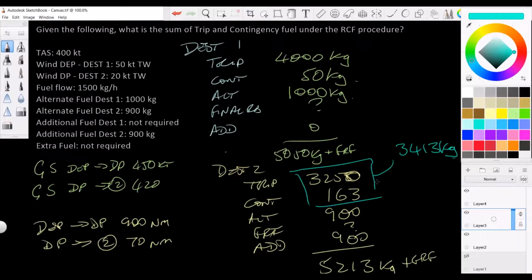As I said before, this is a good teaching question because it shows you the circumstances in which destination 2 is important. It's got more fuel, even though the trip plus contingency was less. Even though the contingency fuel was less for destination 1, which is obviously what we want, reduced contingency fuel, the total fuel was more for destination 2, and the question asked for the trip plus contingency fuel, and that's what it wants. Okay, so that's finished with the question.